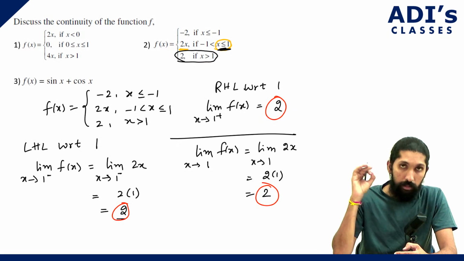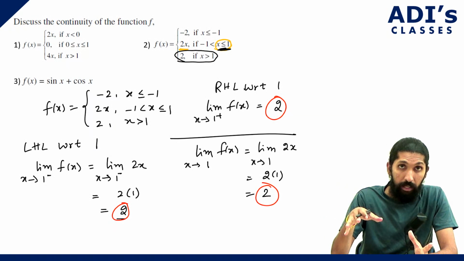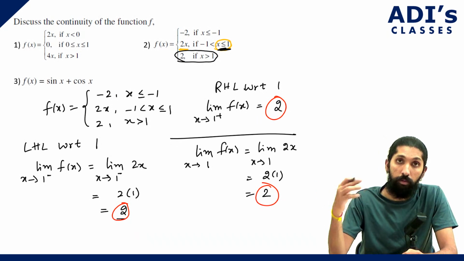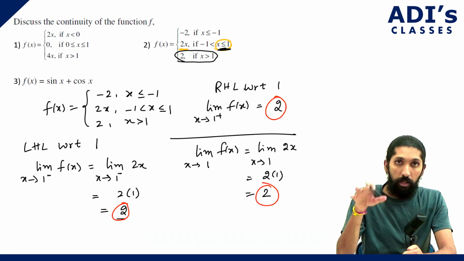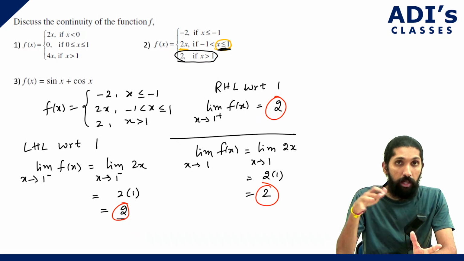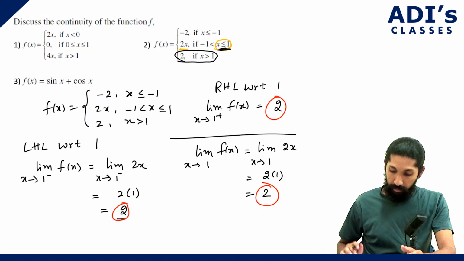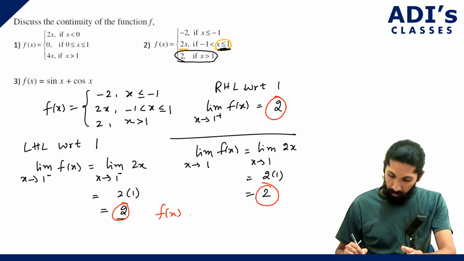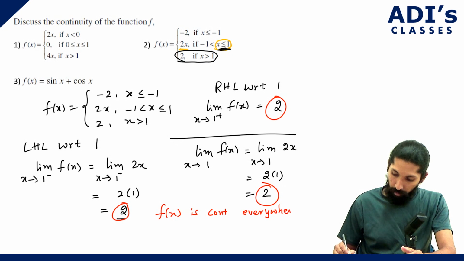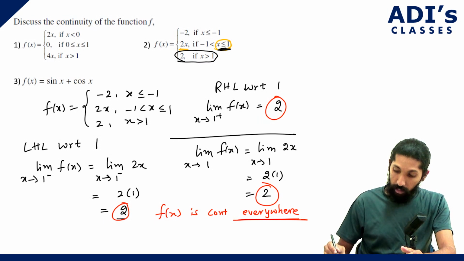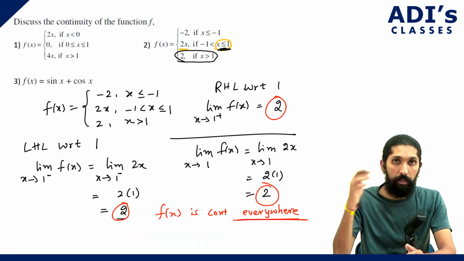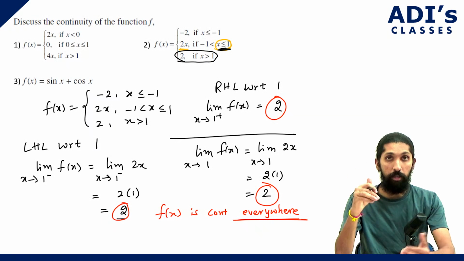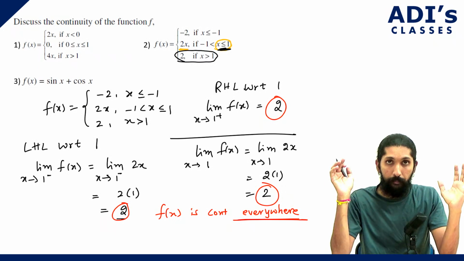Since all three are one and the same, we can tell that the function is continuous at x is equal to 1. Or in other words, what can we tell? Since the function is continuous at x is equal to minus 1 as well as 1, at the end we can tell that f of x is continuous everywhere. Function is continuous everywhere because at every point you consider the function is being continuous, isn't it? LHL, RHL, everything is equal. So function is continuous at every point or everywhere. Understood? Let's do the next one.